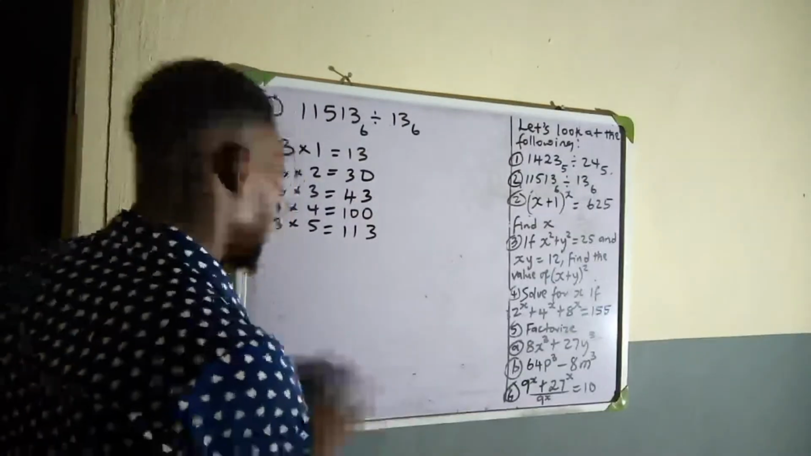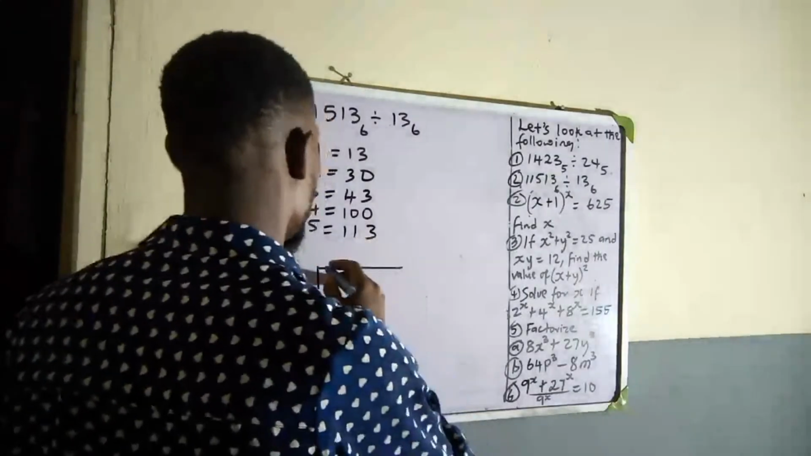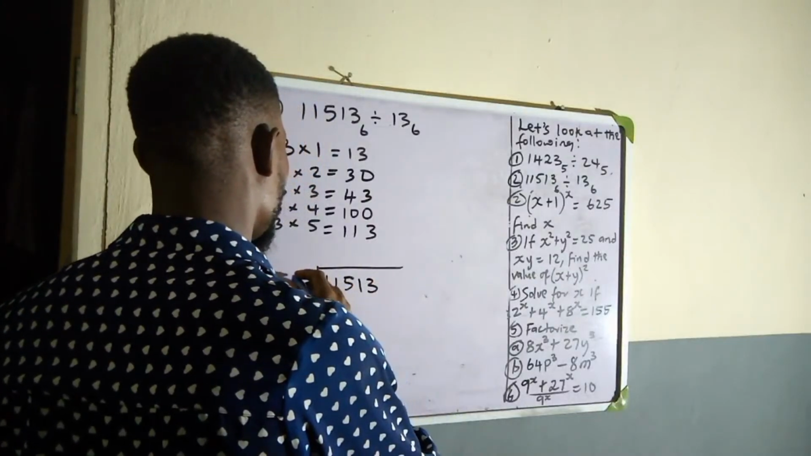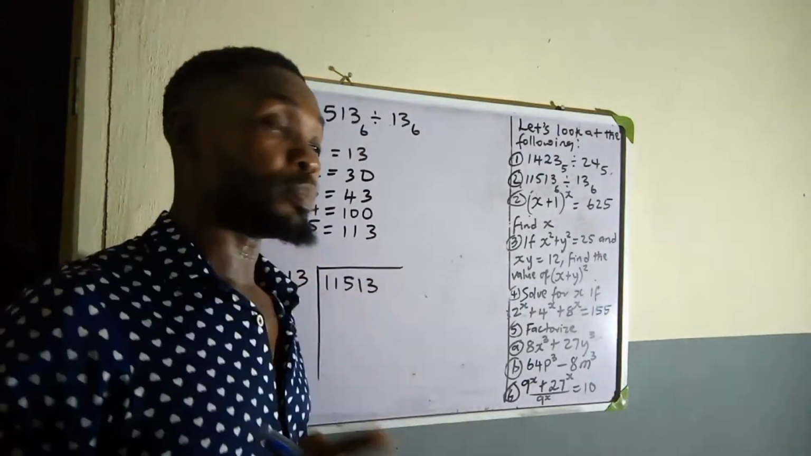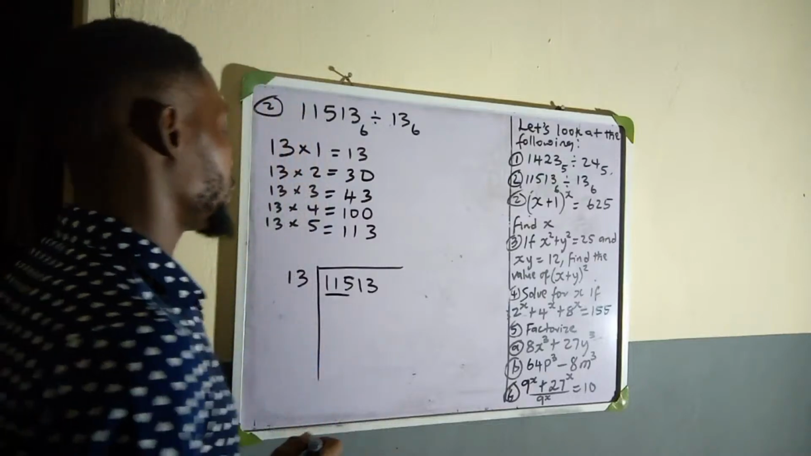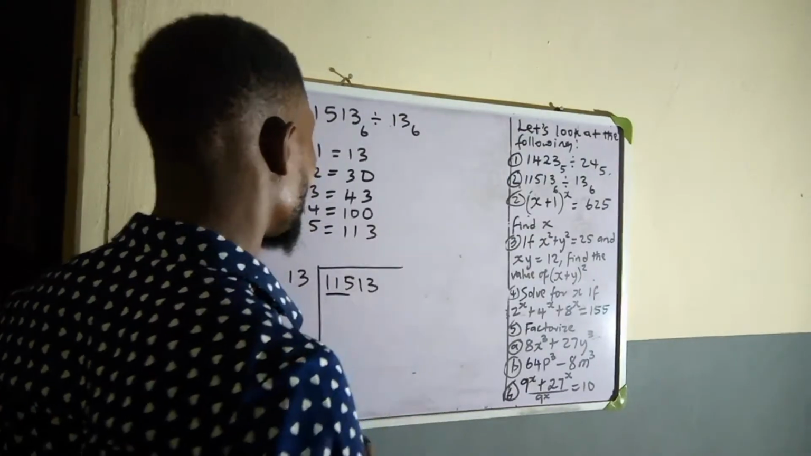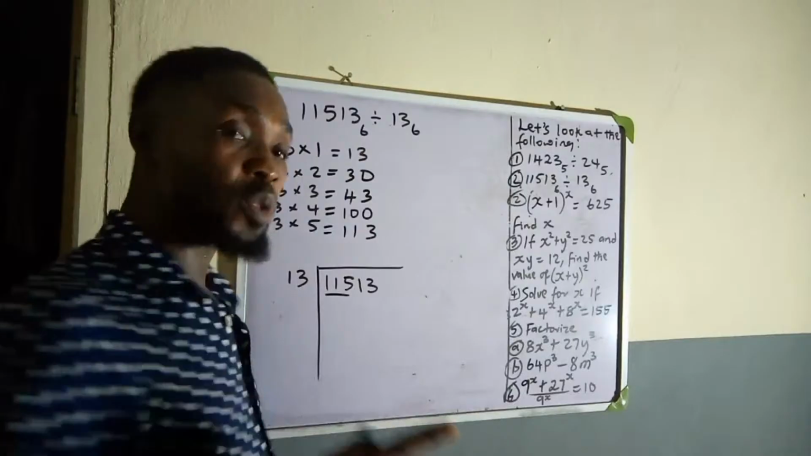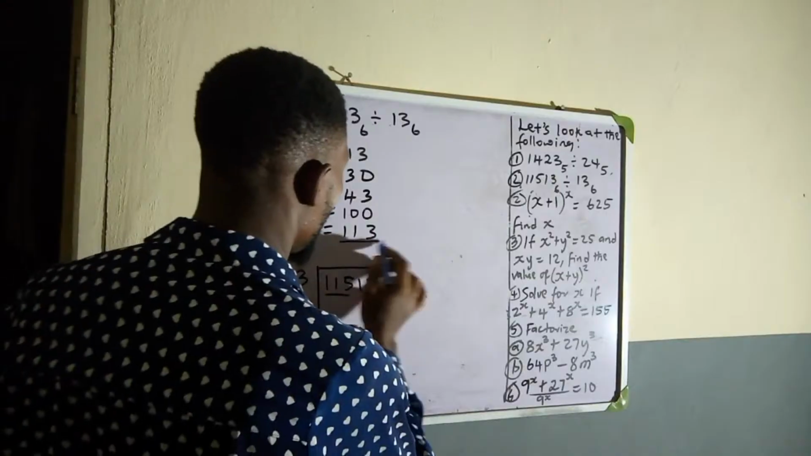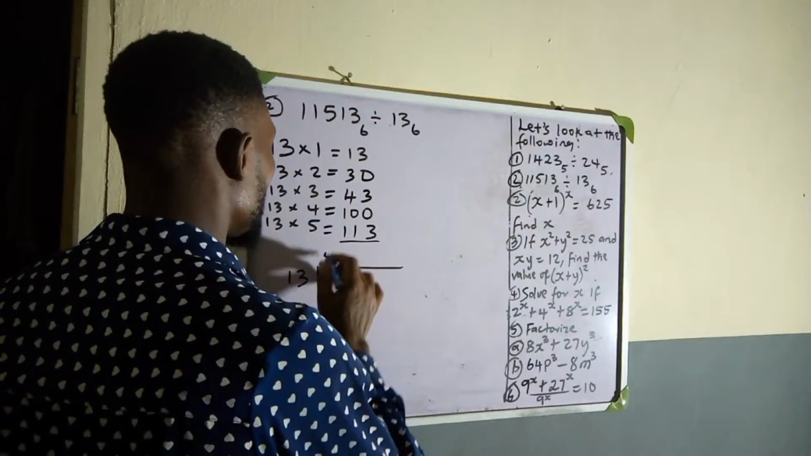That is the multiplication table in base 6. Can we now proceed with the division proper? So we have 11513 divided by 13, both in base 6. Can we take 115 first? If we divide 115 by 13, we go to our multiplication table and check. 13 times what will give us 115 or something close to 115? I'm having 113. I think this is the closest, and that is 13 times 5. So it's going to give us 5.